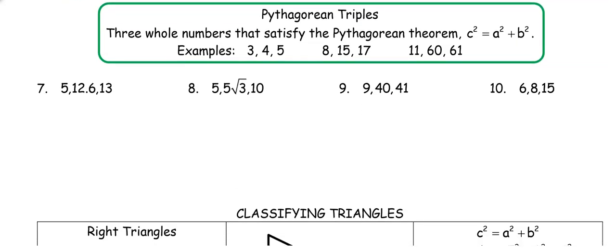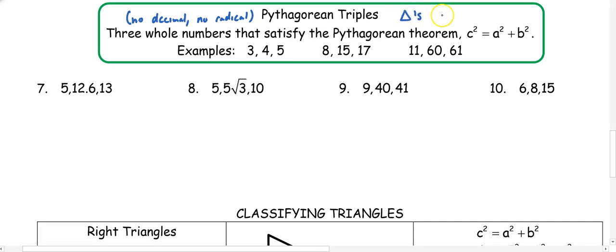Pythagorean triples. Pythagorean triples are 3 whole numbers, which means no decimals and no radicals, that satisfy the Pythagorean theorem c squared equals a squared plus b squared. Make sure that the numbers also make triangles. So in number 1, this is not a Pythagorean triple because it has a decimal with 12.6. Number 8 is not a Pythagorean triple because it has a radical.